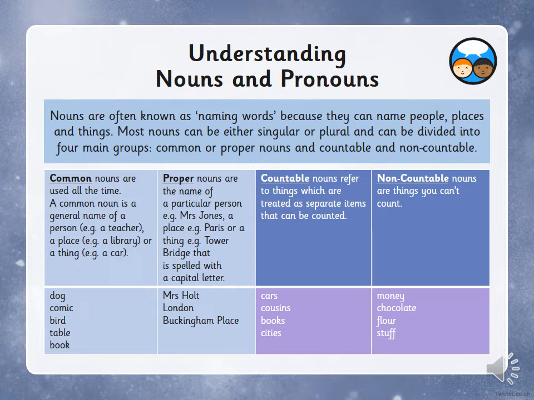Your proper nouns are names of a particular person, for example Mrs. Jones, a place, Paris, or thing, tower, bridge that is spelt with a capital letter, Mrs. Holt, London, Buckingham Palace. Countable nouns refer to things which are treated as separate items that can be counted: cars, cousins, books, cities. Non-countable nouns are things you can't count: money, chocolate, flour, stuff.